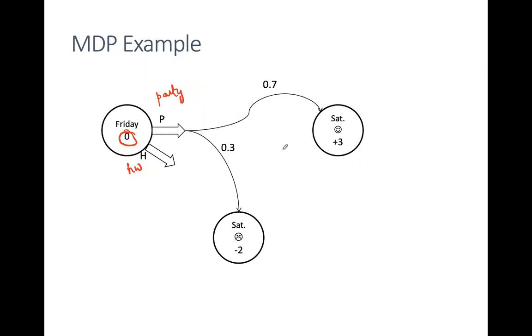So you can choose to go to the party, in which case the actions don't necessarily have deterministic effects. In this particular example, I'm choosing that there's a 0.7 probability that you transition to the state where you wake up happy on a Saturday morning because the party was awesome and you had a great time. But there's maybe a 0.3 probability that you wake up on Saturday with a hangover, or you got into a fight, or whatever it may be. So not a fun party.